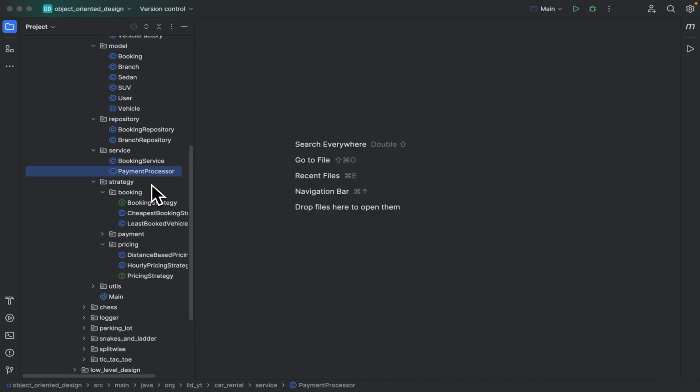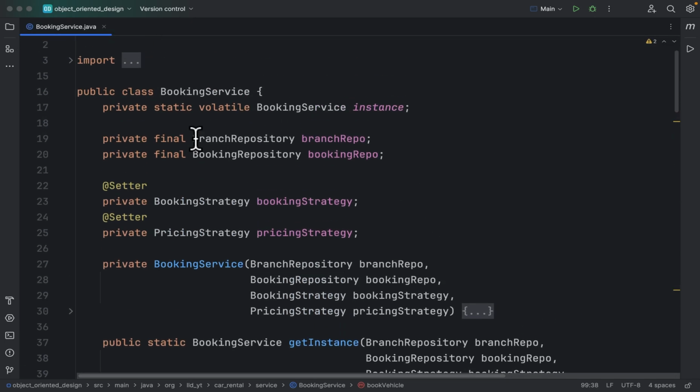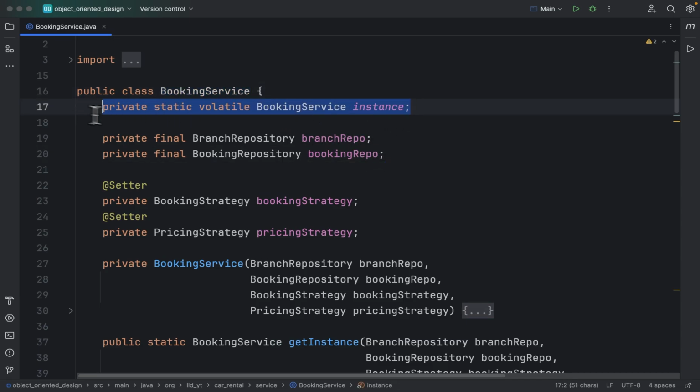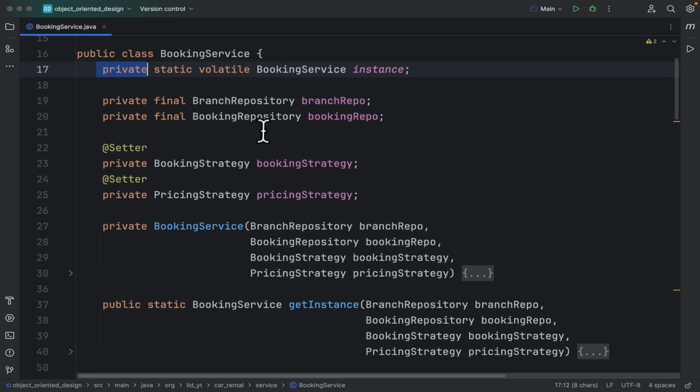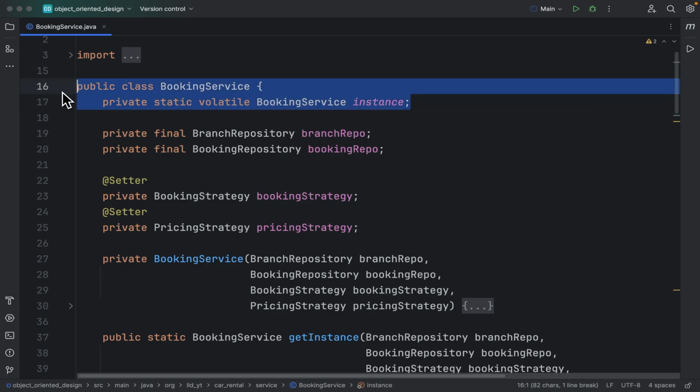Now let's see the last class, which is the booking service class. So the booking service class will have the instance, and this is static, okay, as well as it is private. If you don't know why I'm making this private, static and volatile, you can watch my singleton design pattern video.